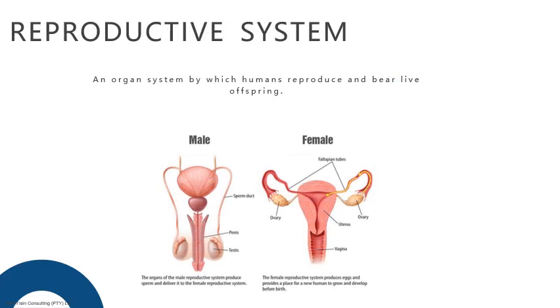The reproductive system. An organ system by which humans reproduce and bear live offspring. Provided all organs are present, normally constructed, and functioning properly, the essential features of human reproduction are: liberation of an ovum, or egg, at a specific time in the reproductive cycle. Internal fertilization of the ovum by spermatozoa, or sperm cells. Transport of the fertilized ovum to the uterus, or womb.